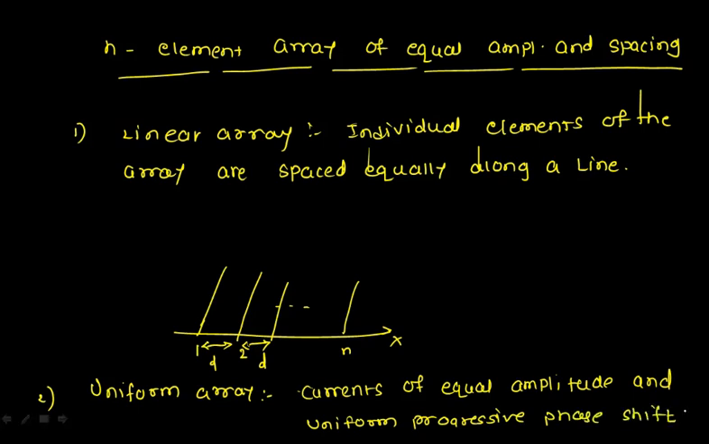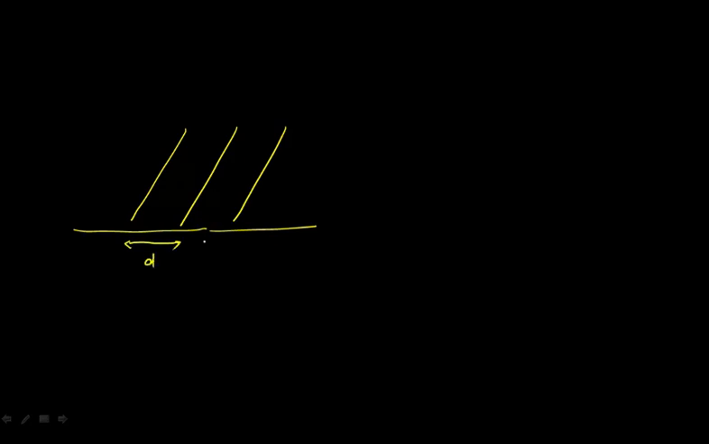First, when your arrays are linear arrays, you place them along a line, and the spacing between each and every element is the same: if this is d, this must be d. Now, what about the uniform arrays? Each and every element, this is element 1, this is element 2, this is element 3, and such n elements will be there. Each and every element is fed with the same or equal current. What will be the fed currents?